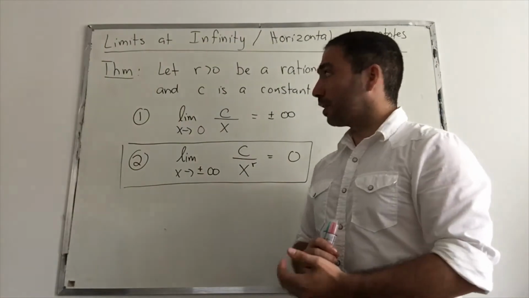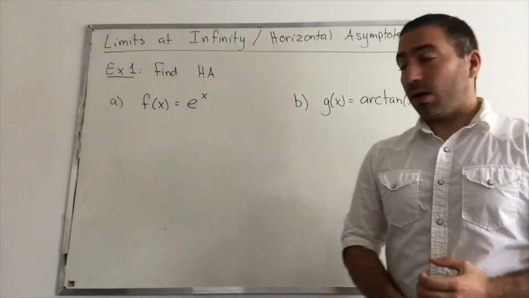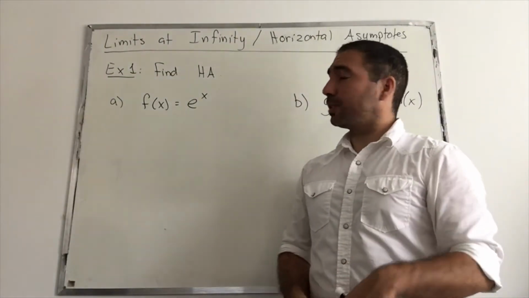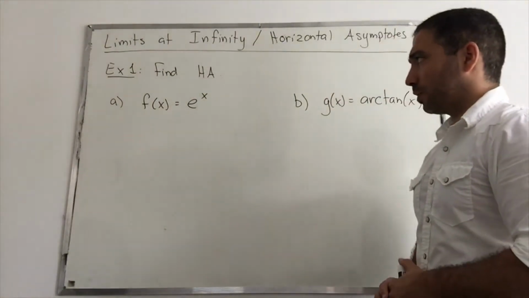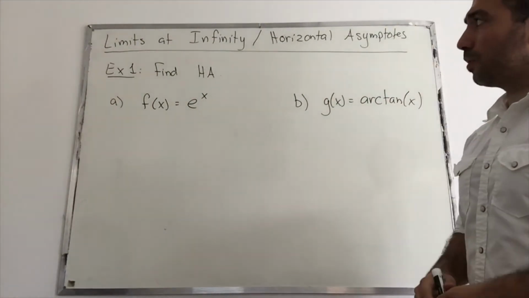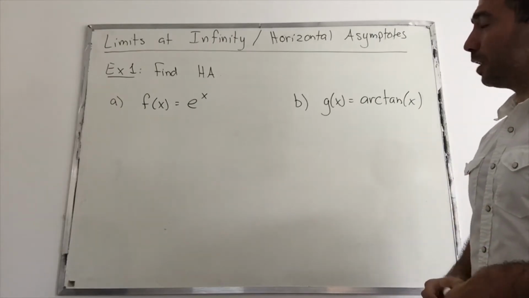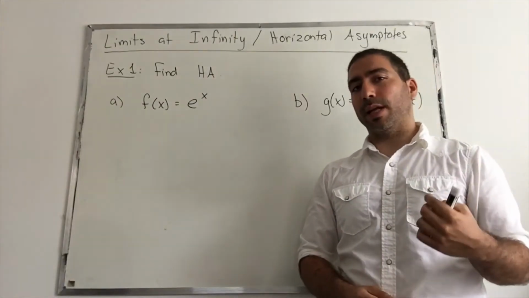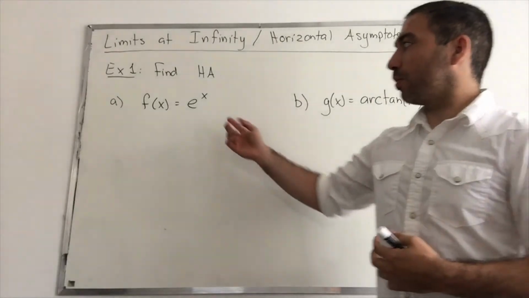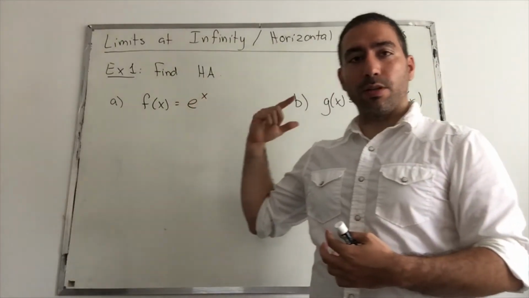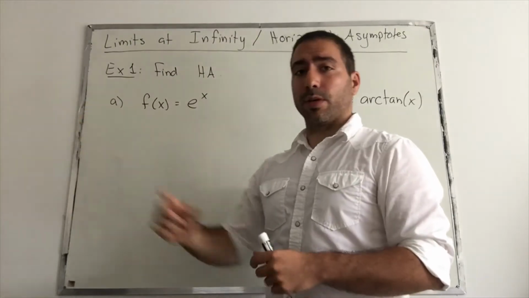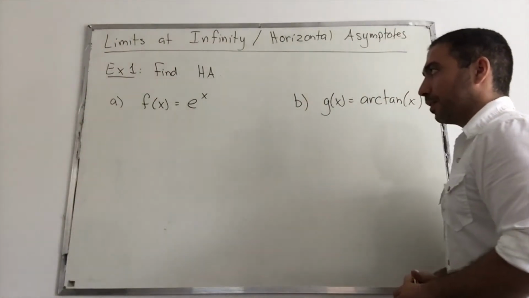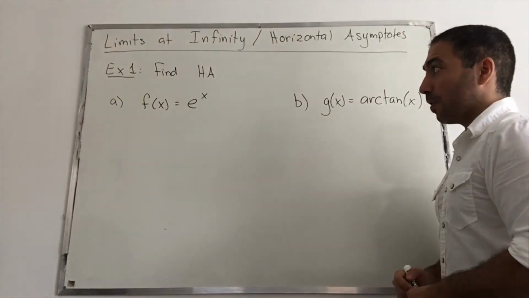Okay, so let's take a look at some examples. In our first example, it's asking us to find the horizontal asymptote. So how do we do that? In order to find the horizontal asymptote, we're taking the limit as x tends to positive infinity and negative infinity. We want to know where this goes as x gets really large in the positive direction and very large in the negative direction, or in a sense, very small.